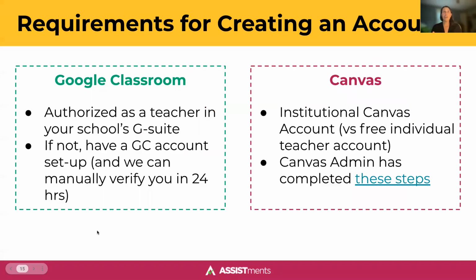So first, we're just going to talk about getting that account created. And again, if you're having any difficulty getting your account created, please shoot Carrie an email in the chat and she can help walk you through those steps if you need it. In order to use Assistments, you do need to have either a Google Classroom or Canvas account as your LMS. For Google Classroom, you need to be authorized as a teacher in your school's G Suite. Most teachers assume that this is already the case. Sometimes it's set up a little bit different. So if you're having any issues at all, please feel free to email us at contact@assistments.org and we can manually verify you within 24 hours.